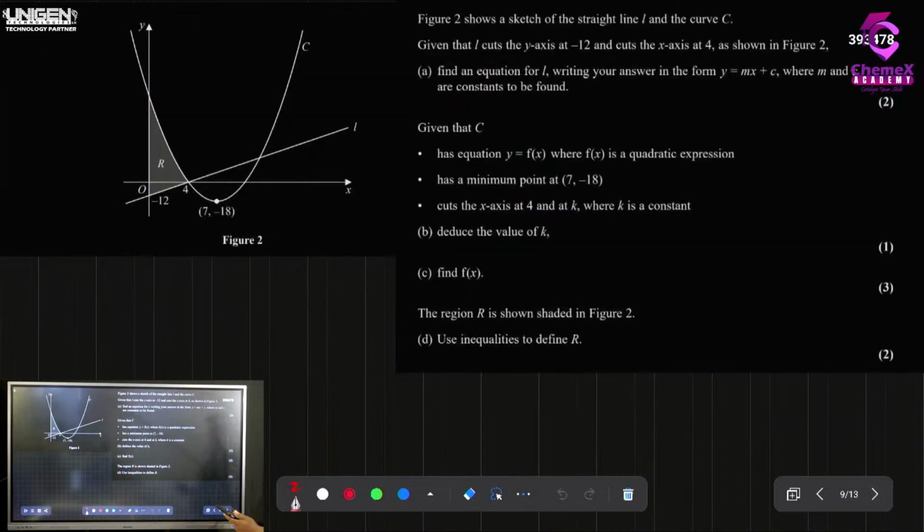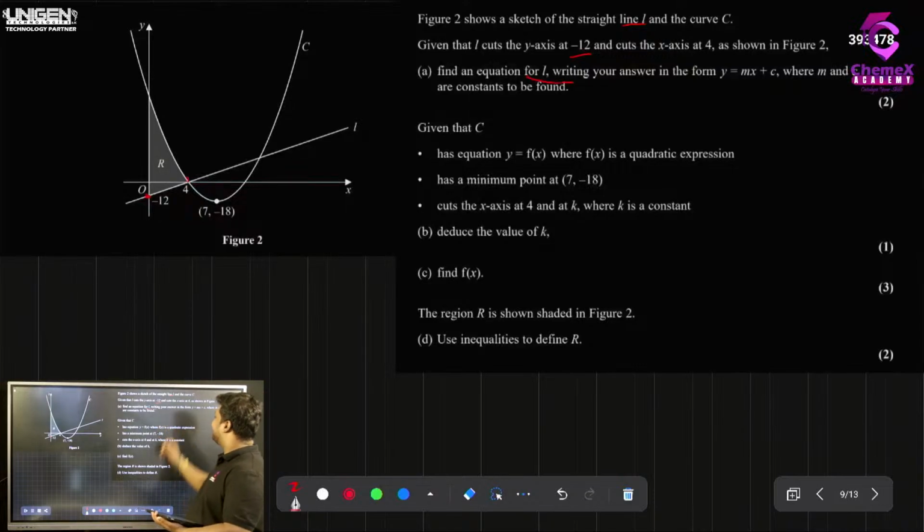Let's move on to the next question. That's a bit harder one, I guess. Let's see. Figure shows a sketch of C. The line L1 cuts the y-axis at minus 12. Okay, it cuts at minus 12. Here this is minus 12 and it cuts the x-axis at 4. Okay, you can find the gradient of L then. These two coordinates are given. Find the equation of L.